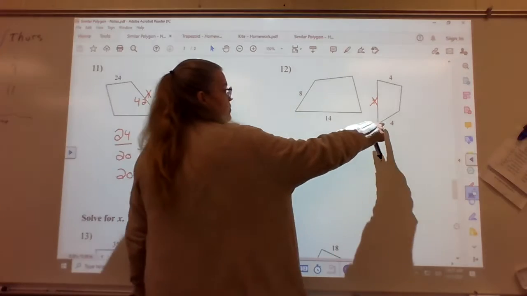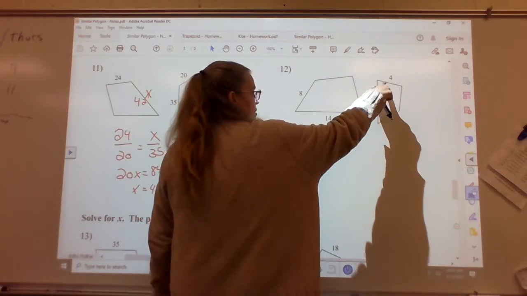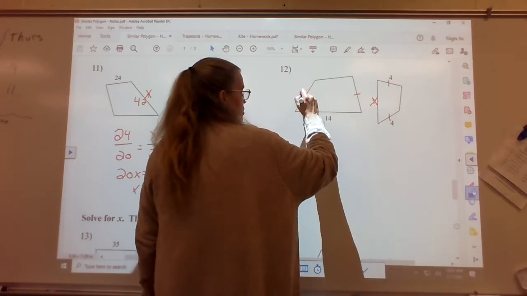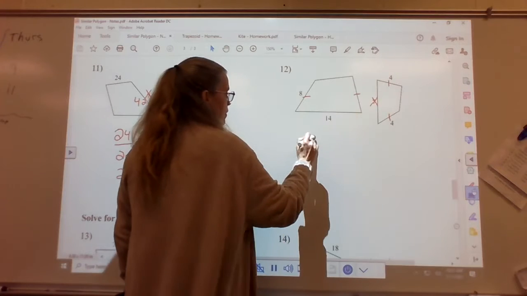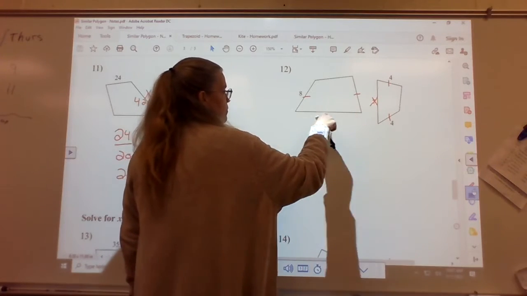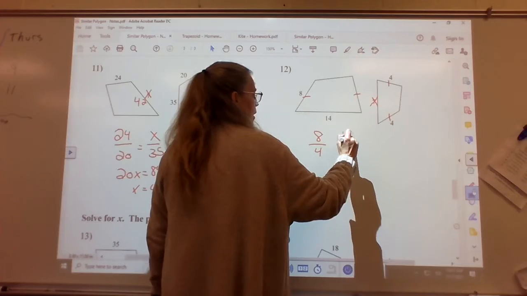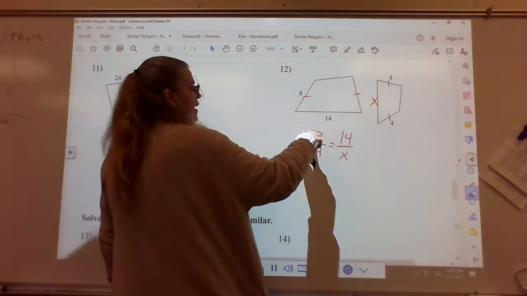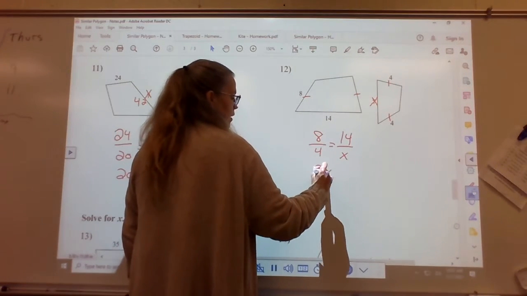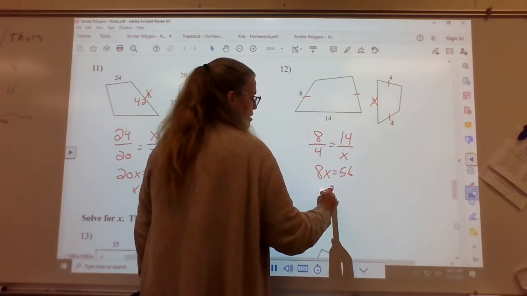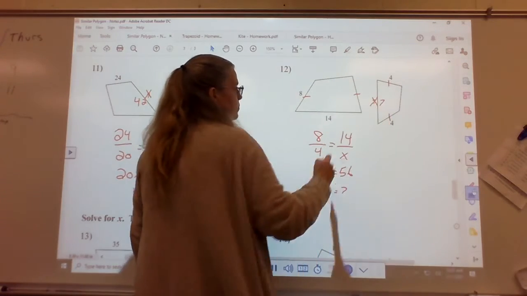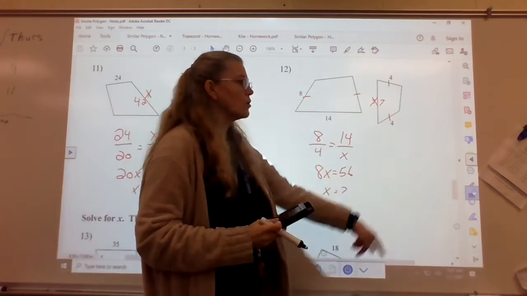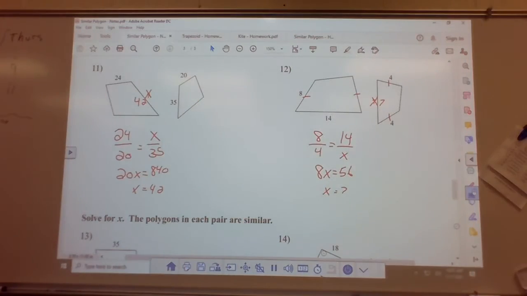Now, if you notice, these 4s are the same. I know these sides don't quite look the same, but they are. So those match, which means these 2 are going to match. So the 8 is going to go with the 4. The 14 is going to go with the x. Set them equal, cross multiply. 8x equals 56. So x must be 7. So this is 7. And yeah, 14 cut in half is 7. 8 cut in half is 4. So I've got proportional sides for my trapezoid.